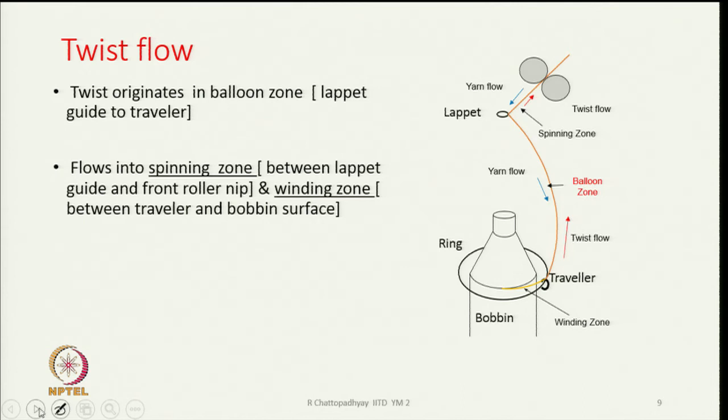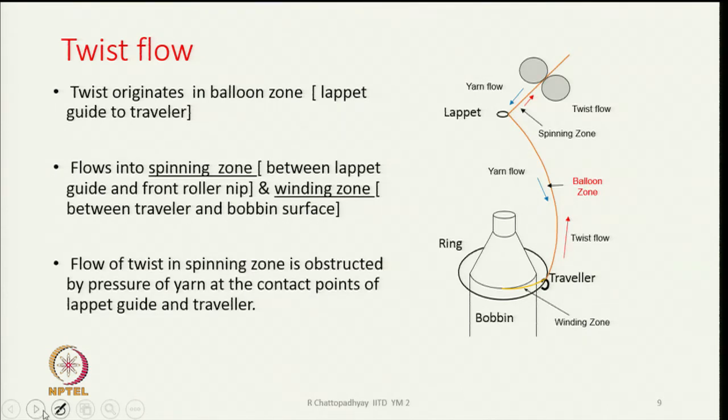Now, we will discuss the flow of twist. Again, we take reference to the previous diagram. Now, if we look at this diagram and the twist flow arrows, what do we see here? That the twist flow is actually going in the direction opposite to the yarn flow direction. The yarn flow direction is from top to bottom, and the twist flow direction is from bottom to top.